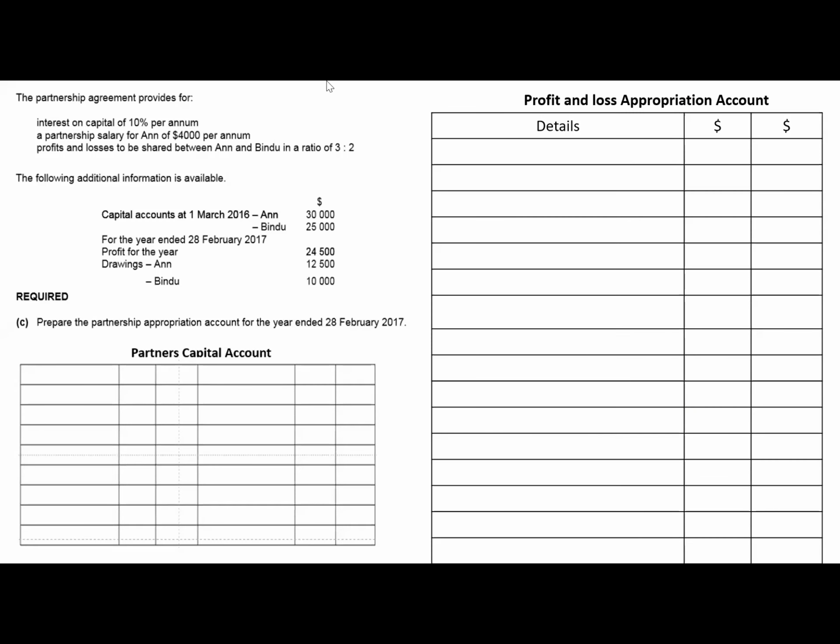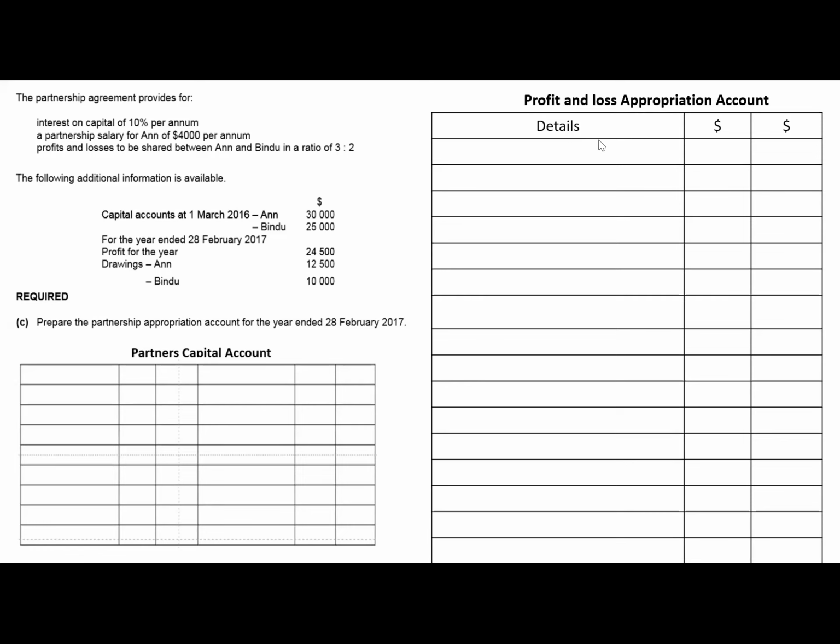Now you know how to prepare a profit and loss appropriation account, correct? You know that your profit and loss appropriation account would start with what? It will start with profit for the year. That profit for the year is called what profit? Profit after interest on loan and profit before appropriation. Are you all with me? It is called profit after interest on loan, profit before appropriation.